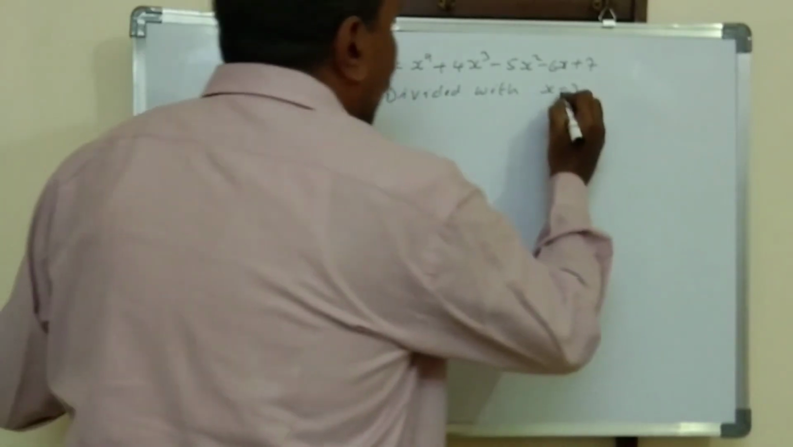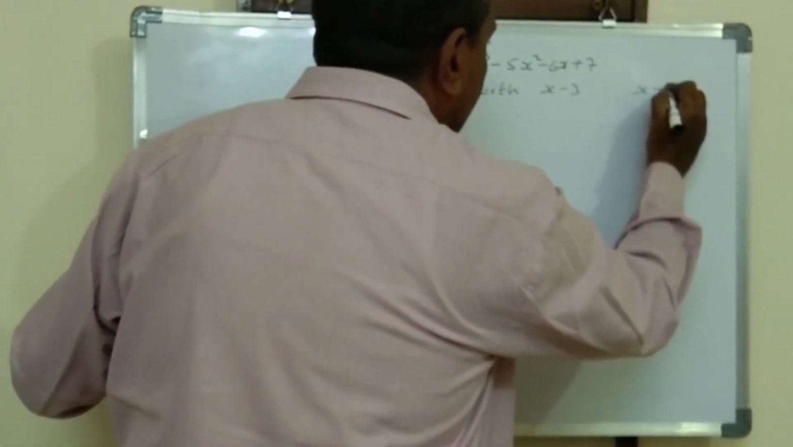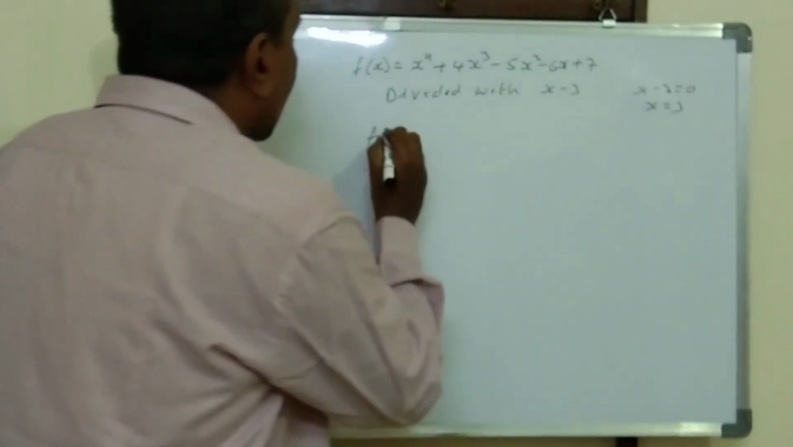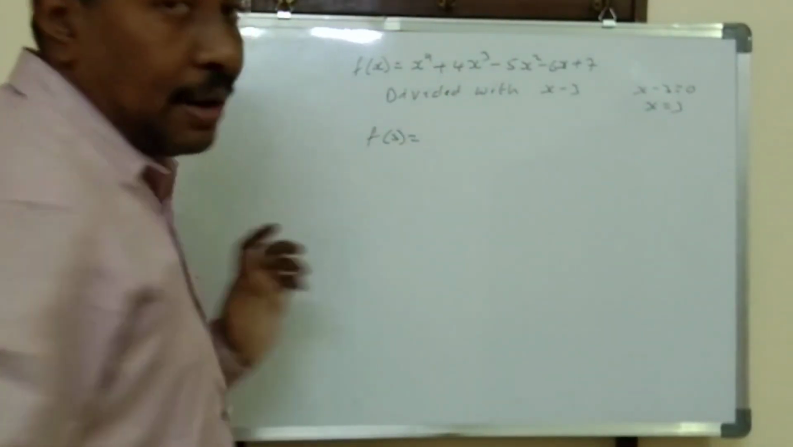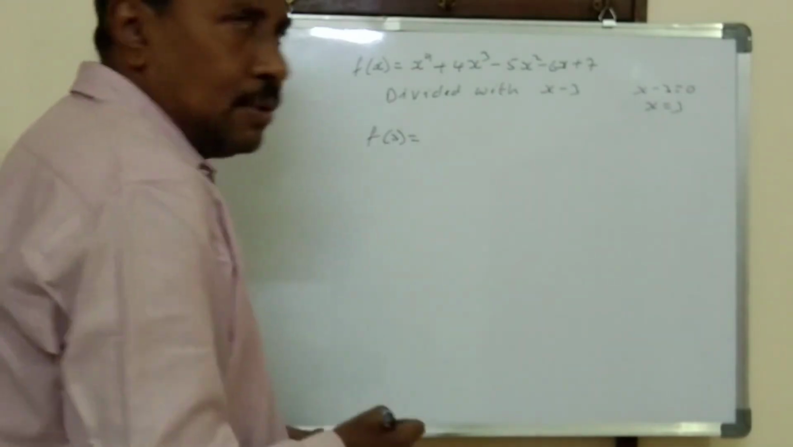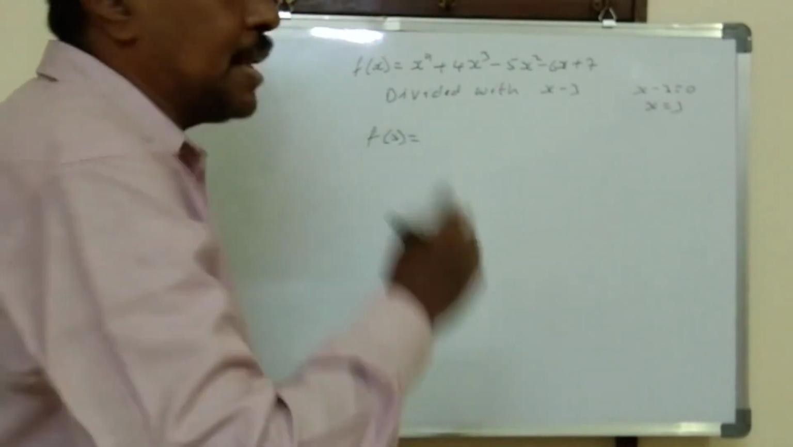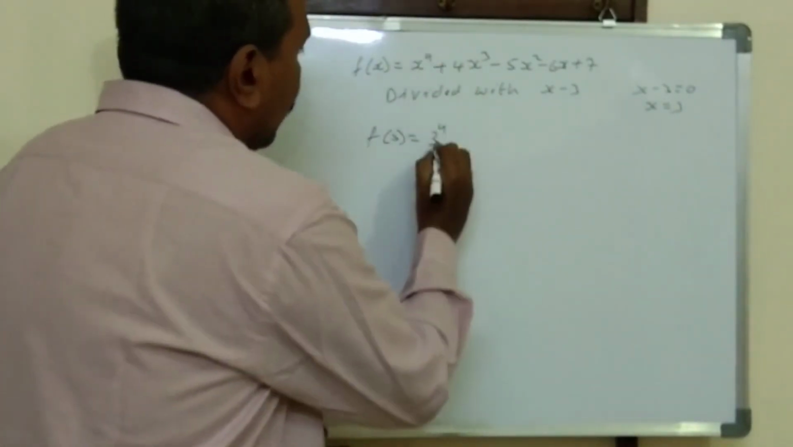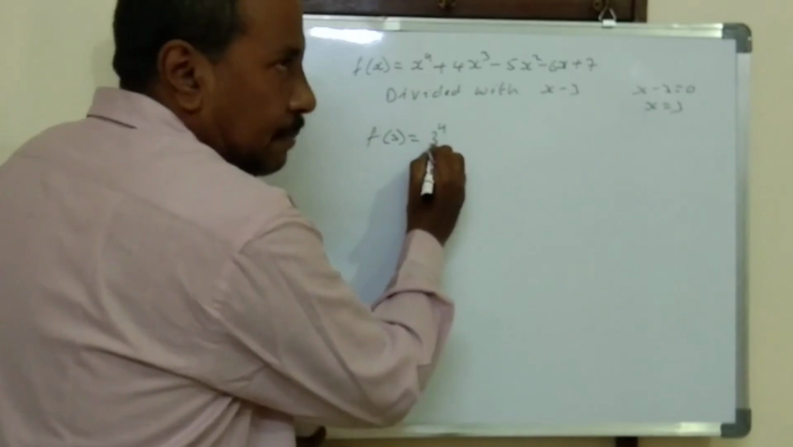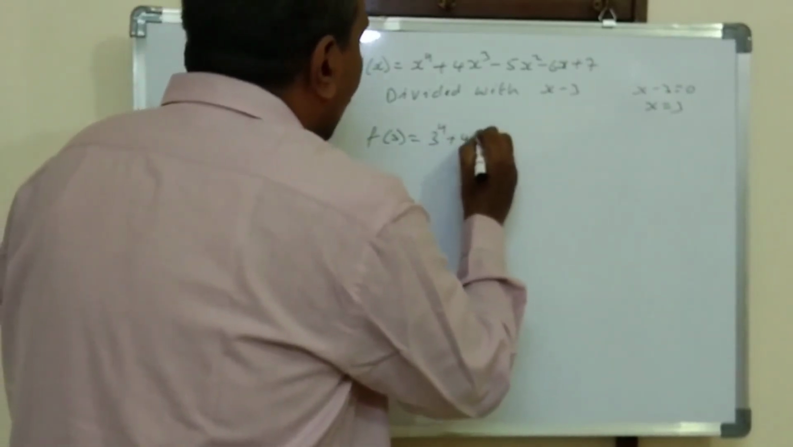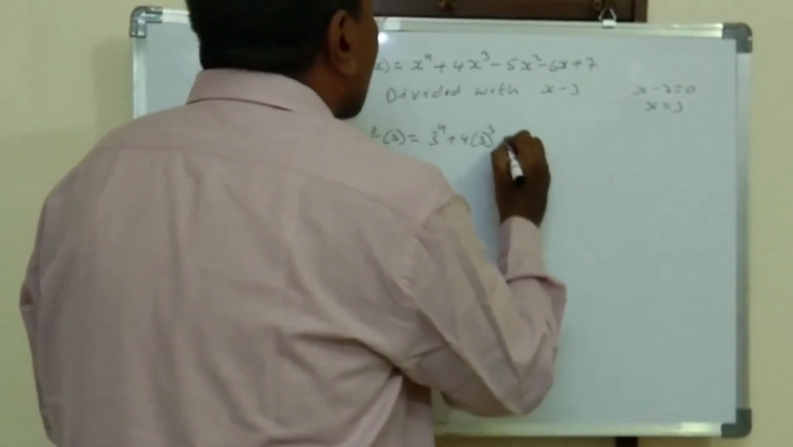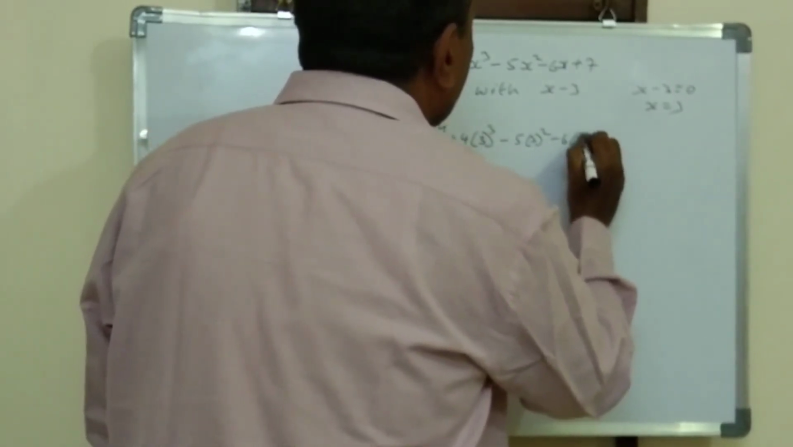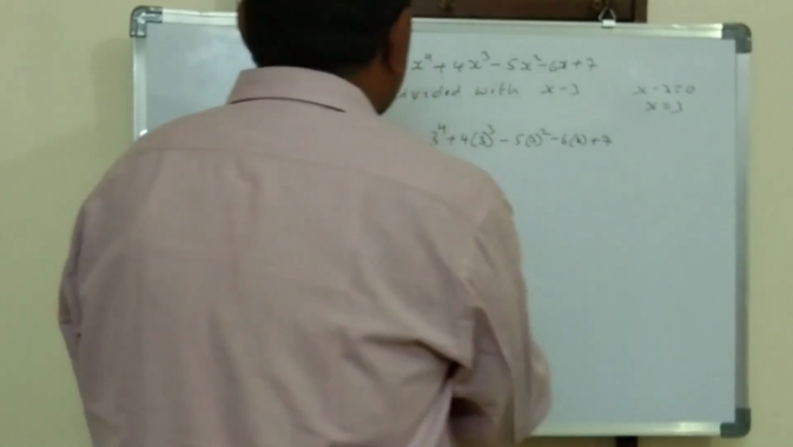So what do you have to do? What is the zero of x minus 3? x minus 3 is equal to 0, so x is equal to 3. So I have to take f of 3. In place of x we have to substitute 3. That is equal to 3 power 4 plus 4 into 3 cube minus 5 into 3 square minus 6 into 3 plus 7.